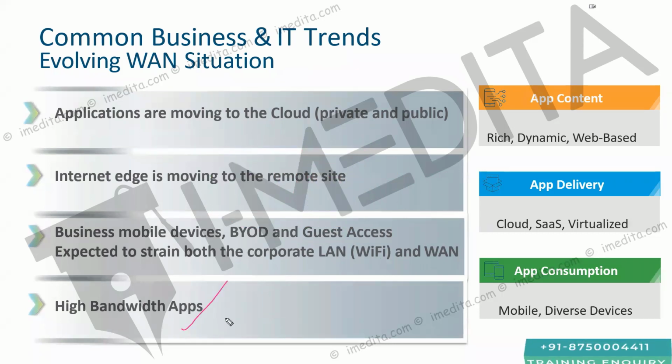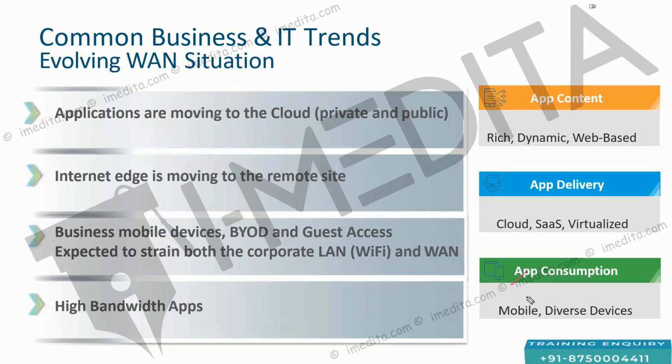The applications that we run in a modern day network consume high bandwidth. Why? Because the content of the application is rich, dynamic, and web-based. The delivery of the application is not only done locally on the device, but on the cloud, in a virtualized environment, or, for example, as software as a service. We can contact cloud service providers such as AWS, Azure, GCP, and others, and they will deliver the applications on the cloud.